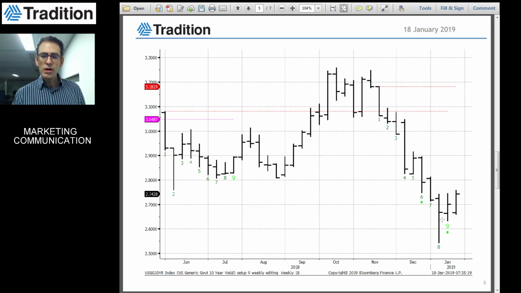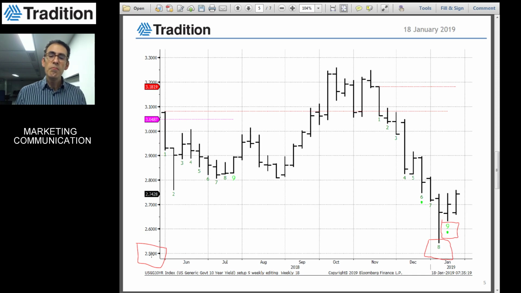Now, if we switch to US 10-year bond yields, you can see this 9. It was completed last Friday. This one is on a weekly basis, so it's on a higher time frame. It indicates that we are due to start a technical bounce on US bond yields. Probably the weakness we saw in December was an overreaction. So I don't think we are likely to break below 250, possibly within coming months.